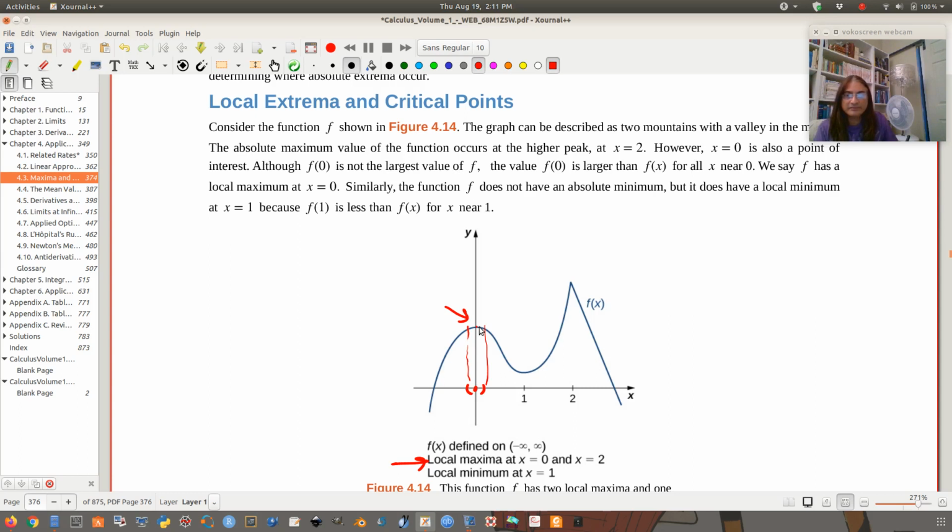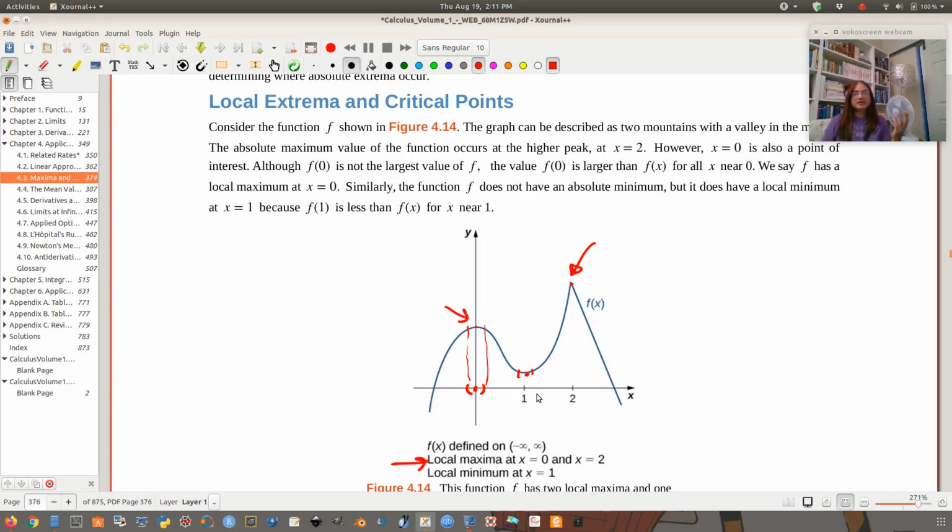And a local minimum at this point. Again, looking at its neighbors, it has the lowest value. It also has a local maximum here, but the function is not differentiable at this point. Why? Because the left-hand derivative is different from the right-hand derivative. For a function to be differentiable at a point, both derivatives, left and right, have to match. It has to have a slope at that point.